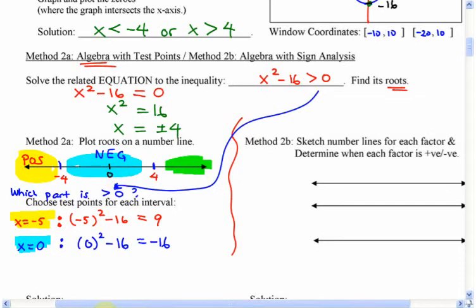And last but not least, choose a number that is bigger than 4. 5, sure. And then go ahead and evaluate that again. Same answer as the one in yellow, you bet. So that's 9, therefore it's positive.